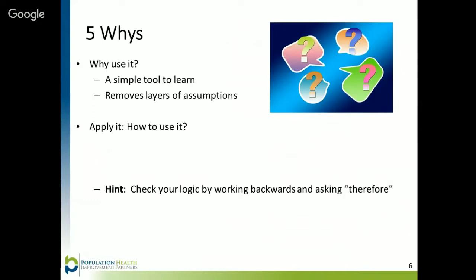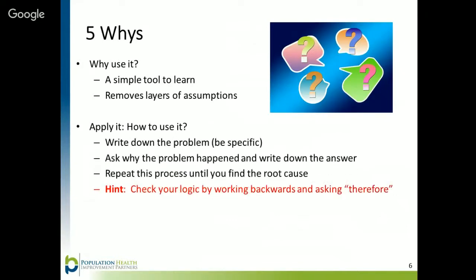To use the 5 Whys, the first step is to write down your problem. Be as specific as possible. Ask why this problem happened and write down the answer. Repeat this process until you find the root cause of the original problem. In order to check your logic, work backwards from the root cause, saying, therefore, this issue happened, therefore, the next problem happened, until you get back to the original problem.